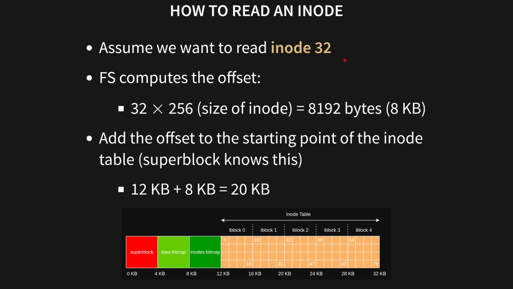Now let's say the file system wants to read the data within inode 32. To do that, we have to compute an offset from the first inode. It's very easy. We just multiply 32 by the size of our inodes, which gives around 8 kilobytes. So if we add 8 kilobytes to 12, we have 20. So this is where inode 32 is, right? And the superblock already tells us where the inode region, or the inode table, starts. So we already know 12 kilobytes is the initial offset to the inode table, and the extra 8 kilobytes is the offset to that specific inode we want.